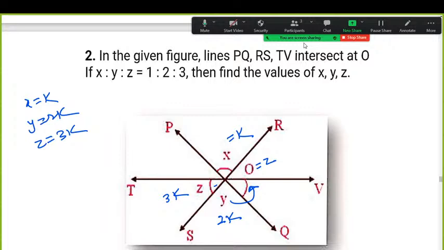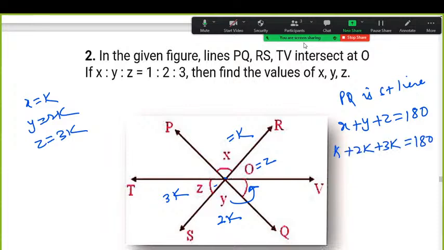Now what is actually given to us is that P and Q form a straight line. PQ is a straight line. And here angle X, angle Y and angle Z are forming a straight line. That's why their sum should be 180. X is k, Y is 2k and Z is 3k. Their sum should be 180. 1 plus 2 plus 3, that is 6k, should be 180. That's why k should be 30. And if you substitute k being 30, you can figure out X is 30, Y is 60 and Z is 90. So easy to answer.